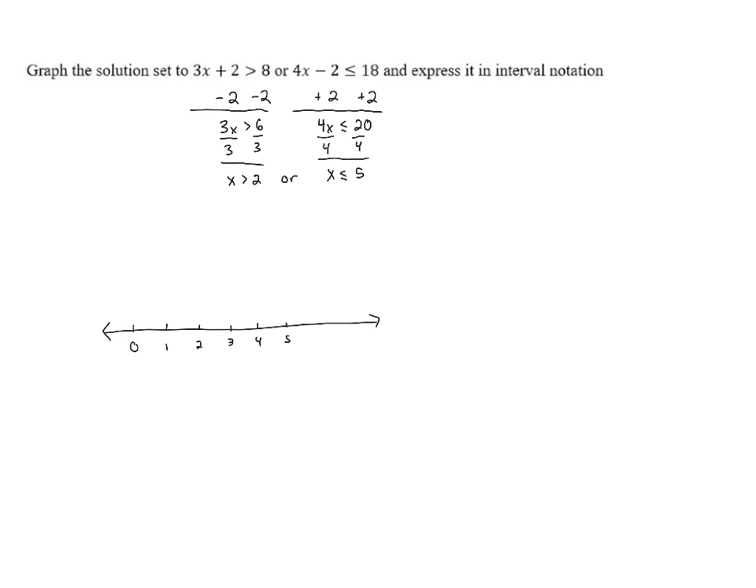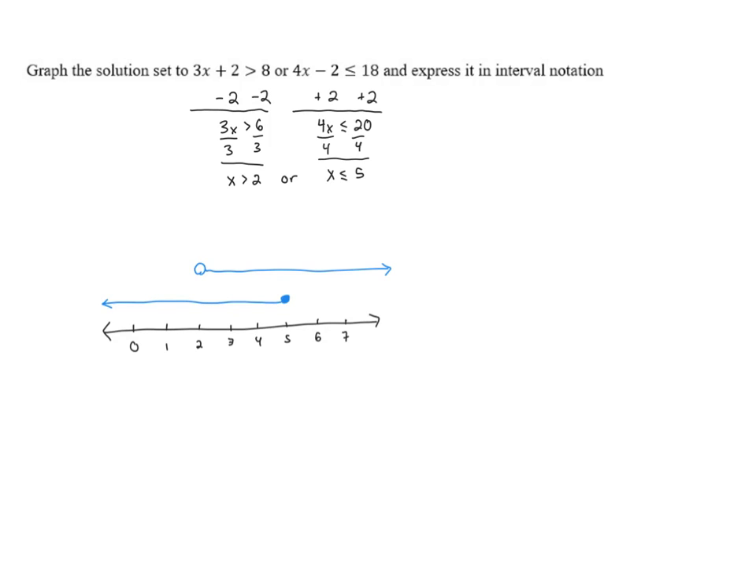So I'm going to make my number line, and we're going to graph each of the individual ones by themselves first. For x is greater than 2, we're going to have an open circle at the 2, and we're going to shade to the right. For x is less than or equal to 5, that's going to be a closed circle on the 5, and we shade to the left.